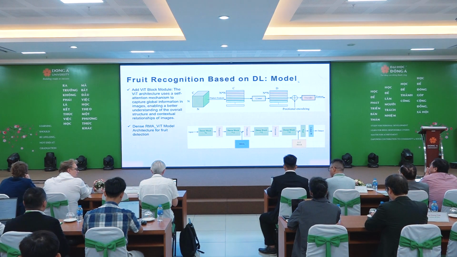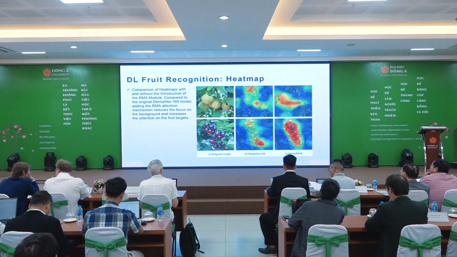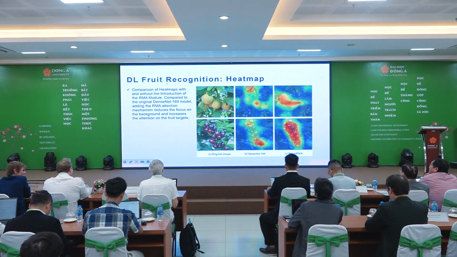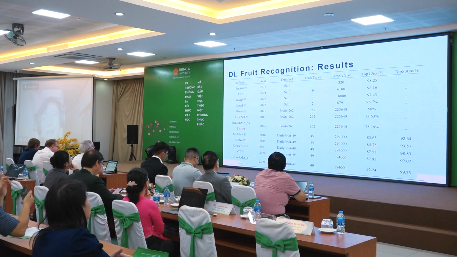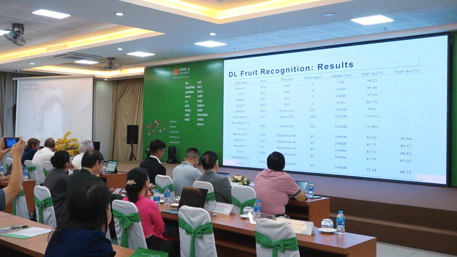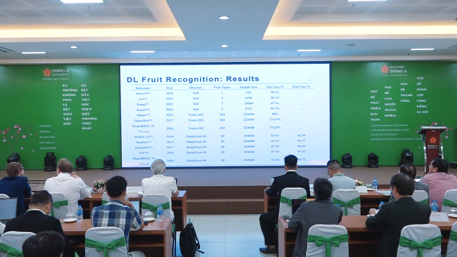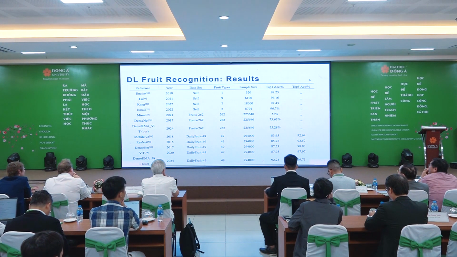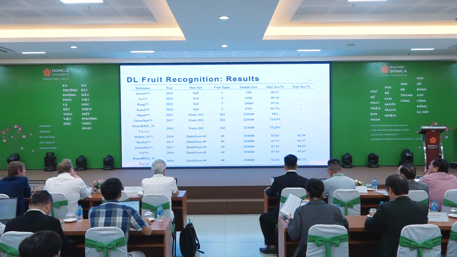Okay, so we are close. If you look at the heat map, you will see that with our solution we can detect more details than with the dense network. Here is also the comparison between currently existing algorithms and our algorithm. We have a pretty good result. We reached 95 percent top one, on some fruit from the supermarket.